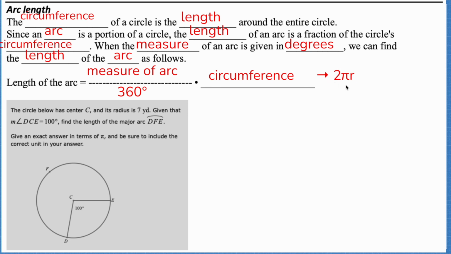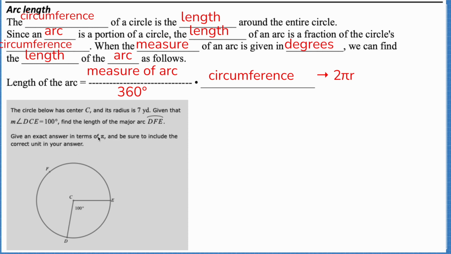Okay, it's 2 radii. So if we look at the problem they gave us here on ALEKS, the circle below has center C, and its radius is 7 yards. They didn't label that, they just told us that it was 7 yards for the radius. And we're given that the measure of angle DCE is 100 degrees. Find the length of the major arc DFE. So they don't want to know the minor arc. They want to know the length of this major arc back here. Give an exact answer in terms of pi, and be sure to include the correct unit in your answer.